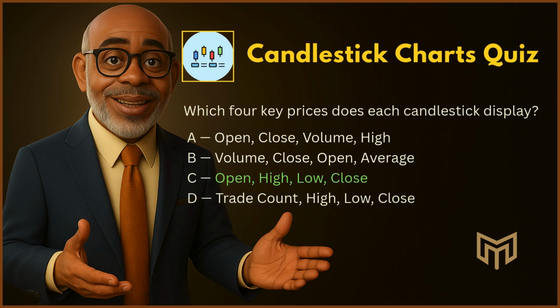The correct answer is C, open, high, low, close. These 4 prices form the complete structure of every candlestick, showing how price moved throughout the period. Remember the acronym OCHL.